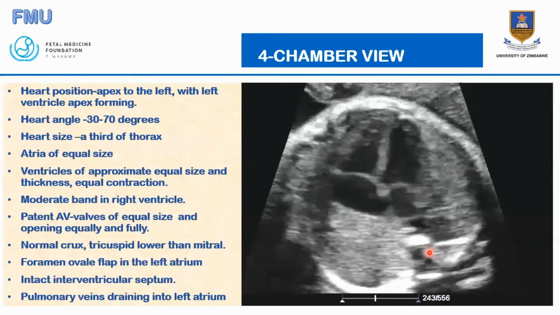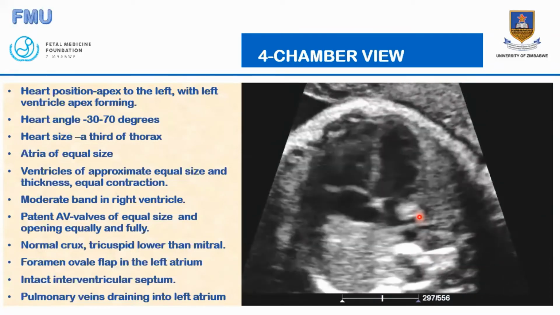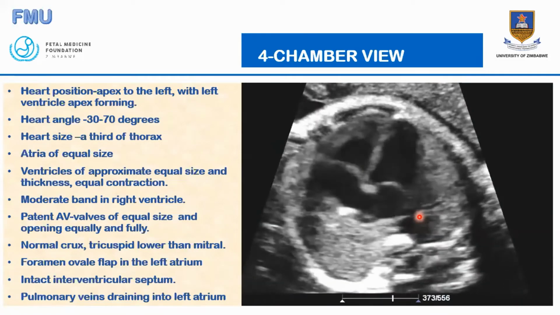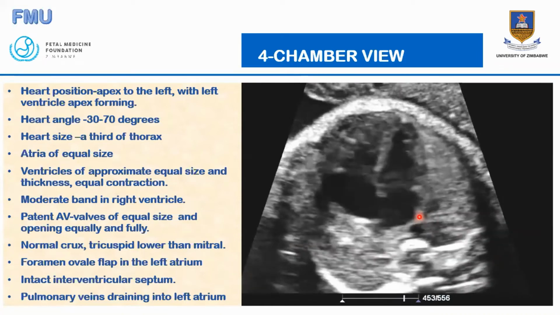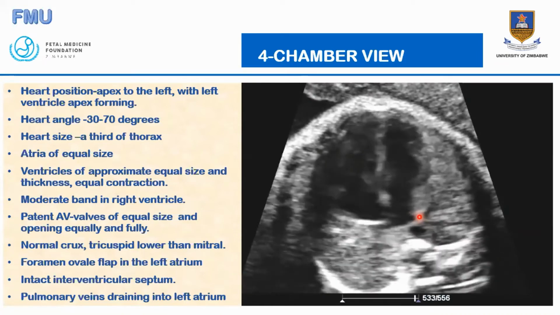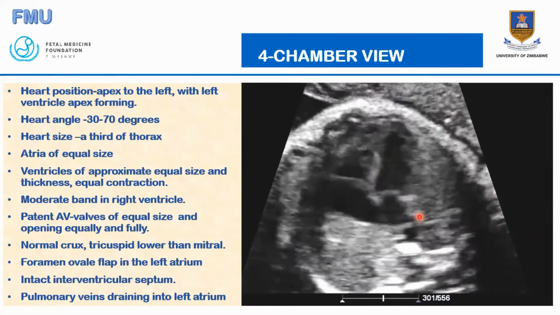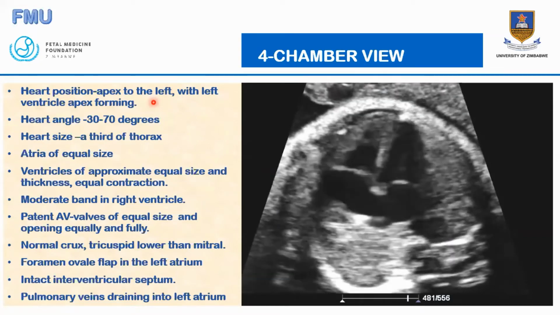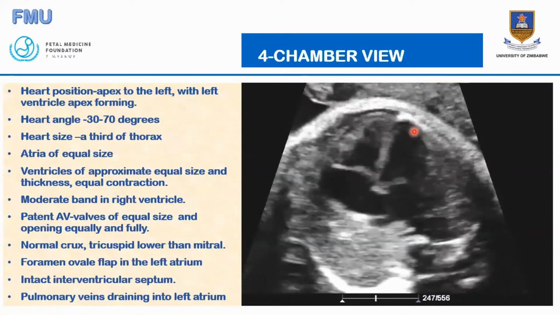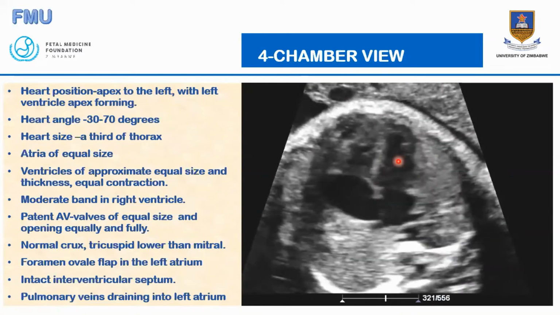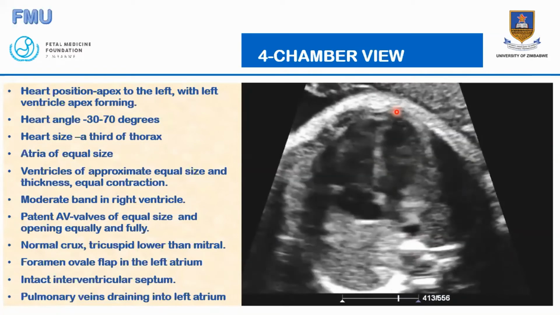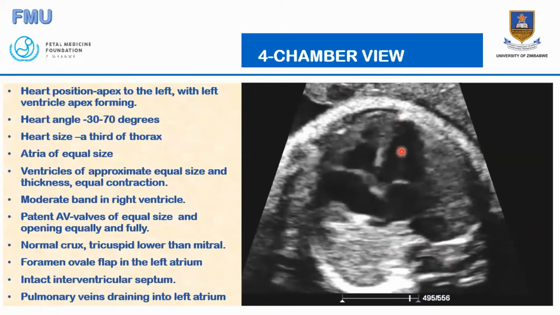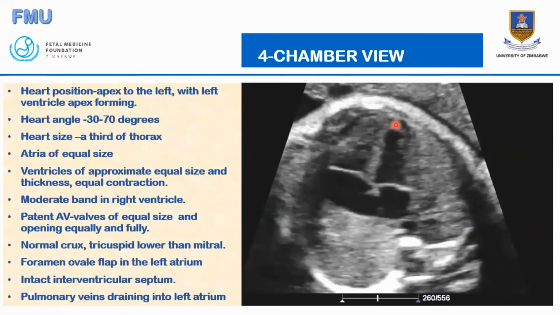Then when it comes to the heart, not as part of doing a fetal echocardiography, but as part of assessing for fetal anomaly, the 4-chamber view, anyone who does a fetal anomaly scan should be confident in doing a 4-chamber view assessment. How do we assess a 4-chamber view? First of all, we should make sure that the heart position is the apex to the left, with the left ventricle forming the apex. So this is the left ventricle, and we should make sure it is indeed forming the apex.